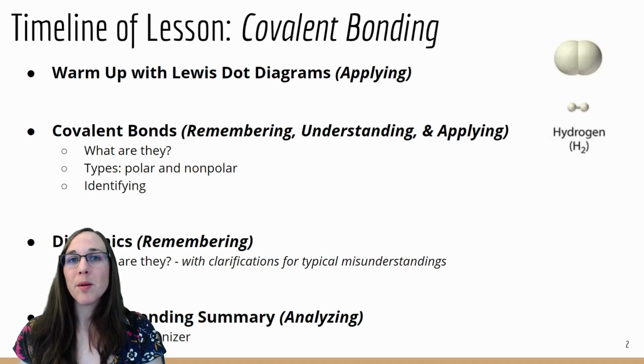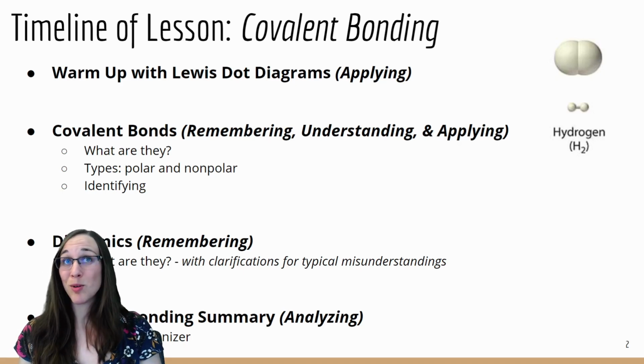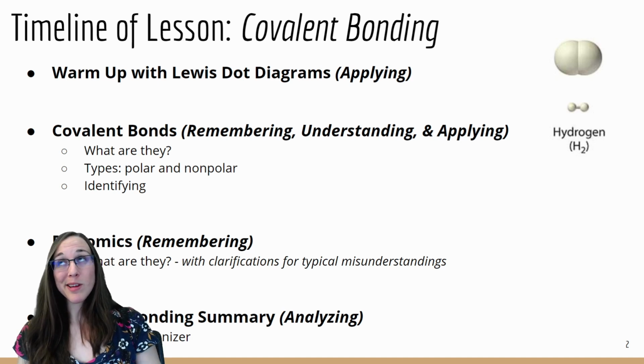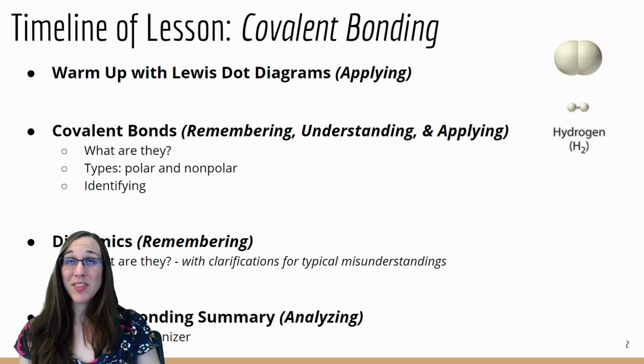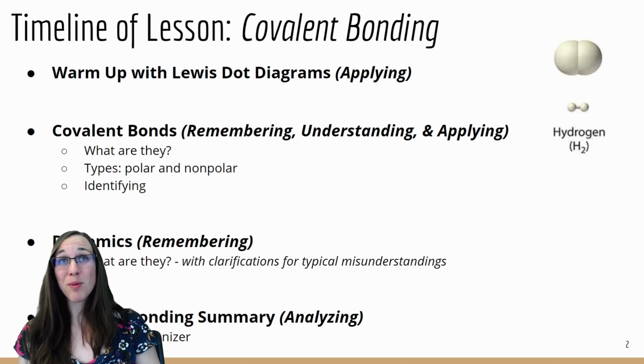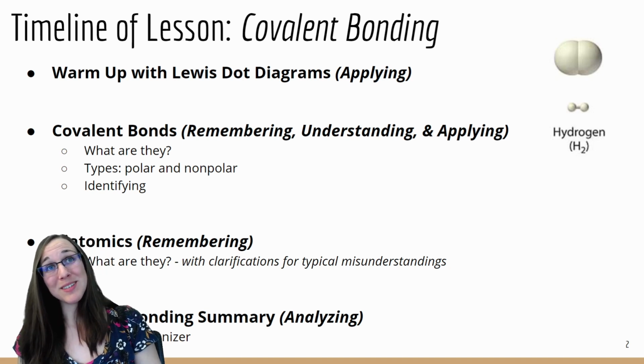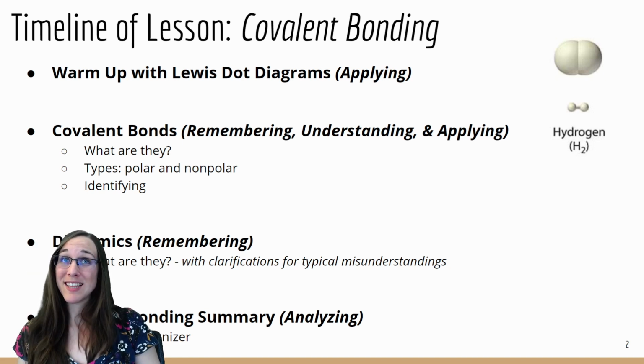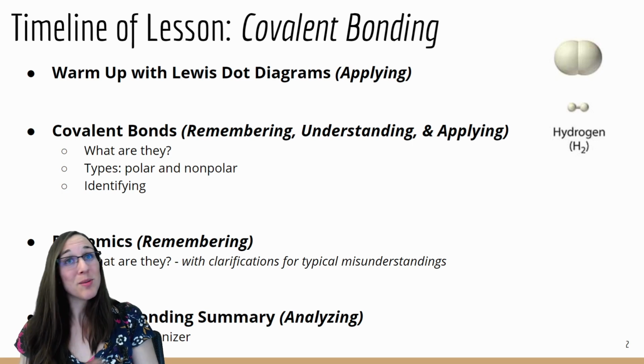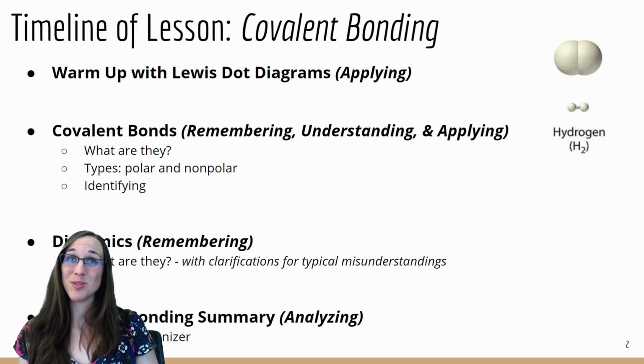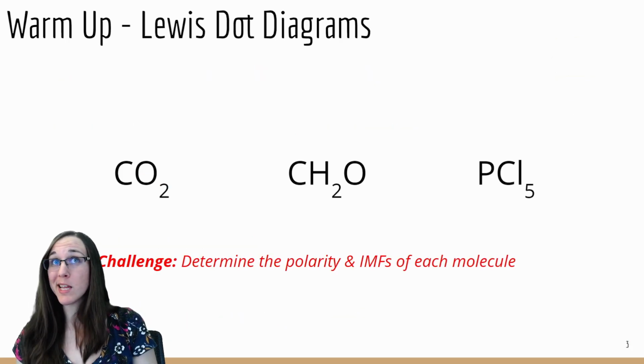We'll start with a warm-up of making some molecules using Lewis dot diagrams and single, double, or triple bonds. Then we'll figure out what these covalent bonds are to begin with and the two flavors of polar and nonpolar. And then we'll talk about some diatomics and summarize at the end with a graphic organizer that you could print out and put in your notebook if you so choose. And here's our warm-up.